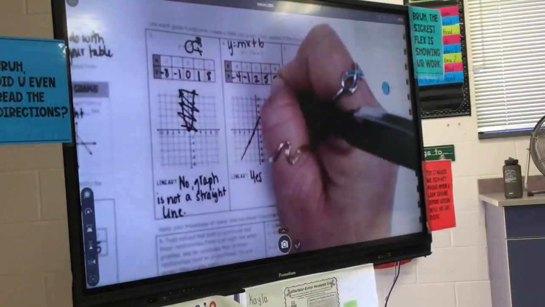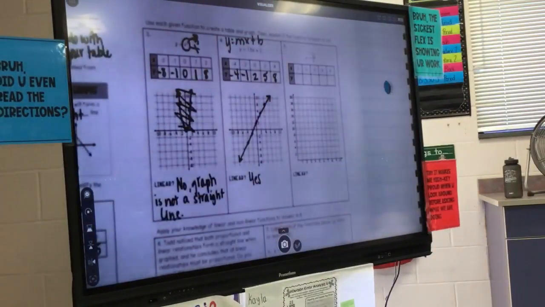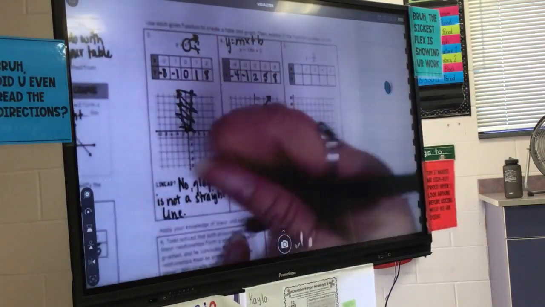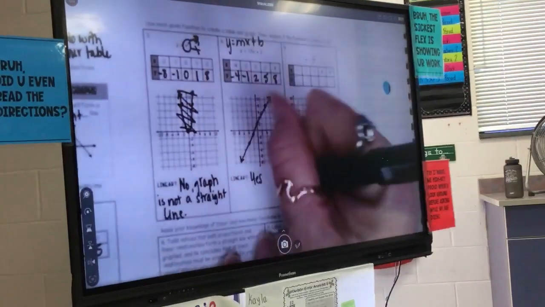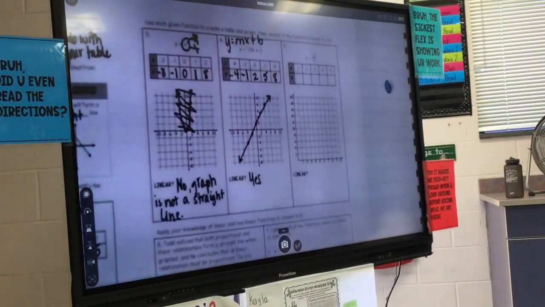What do you notice about your line? It's a straight line. So, again, pick something that tells you so you can use the equation. Or you can use your graph, or you can use your table. Pick one reason as to why it is a linear equation.